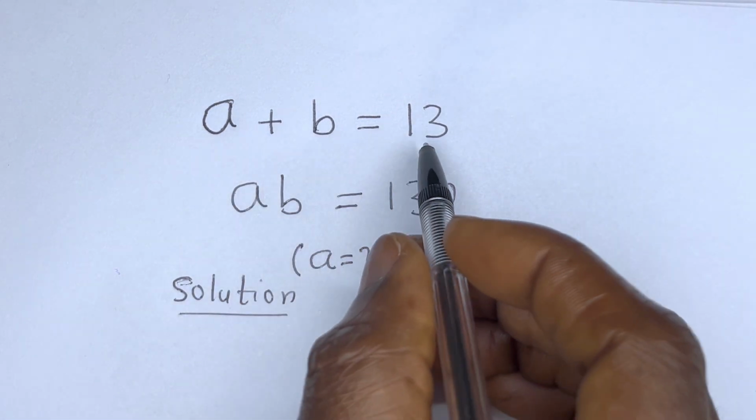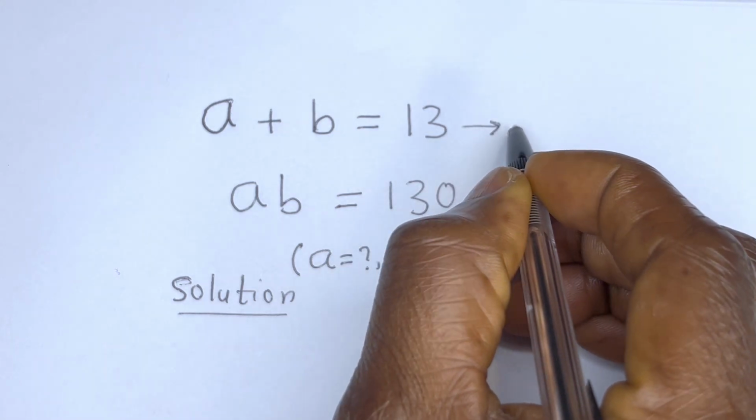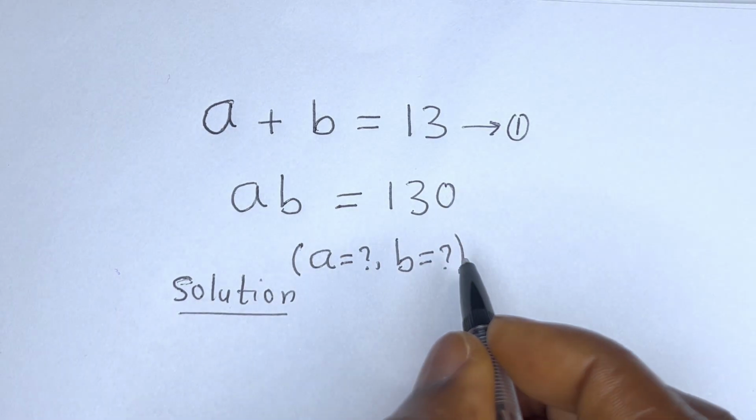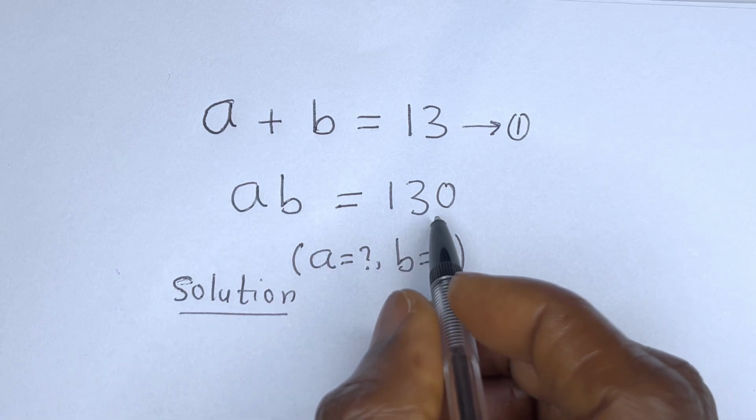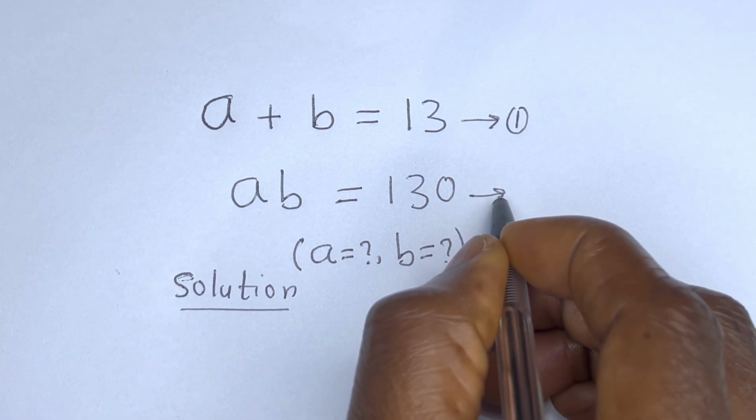A plus B is equal to 13. Let us call this equation 1. Then AB is equal to 130. Let us call this equation 2.